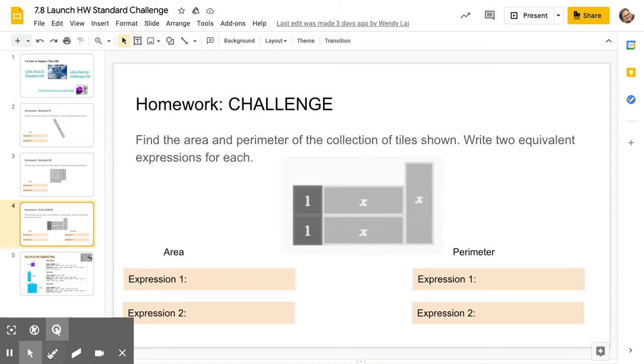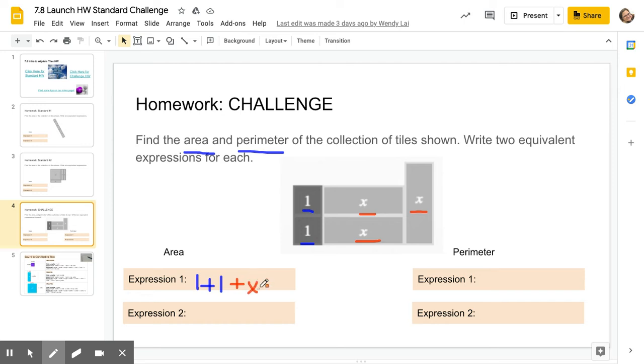Now on this problem, we're finding two things: the area and the perimeter of this collection of tiles. Okay, let's do the area first because that's a little more straightforward. So we know that the area of the small tiles is 1 and that the long rectangles is x. So on this first one, I can just write 1 plus 1 because I have 2 unit tiles and I have 3 x tiles. So I can say plus x 3 times.